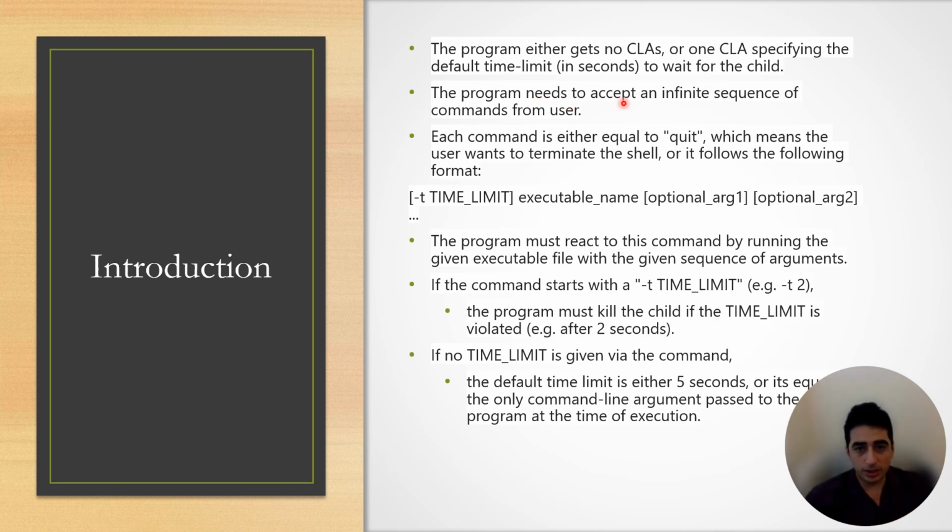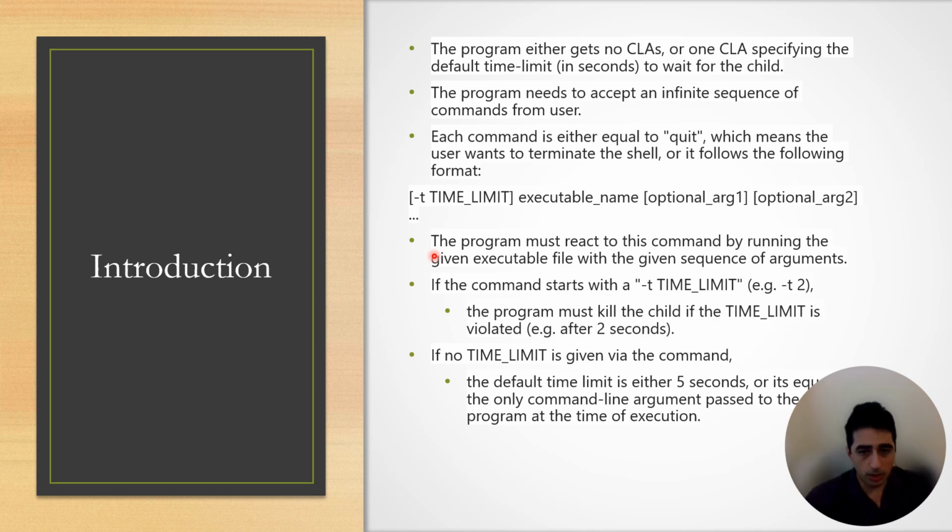The program needs to accept an infinite sequence of commands from the user. Each command is either equal to quit, which means the user wants to terminate the shell, or it follows the following format. The dash T time limit is optional. If it doesn't exist, then we use the default time limit, which is the command line argument. If there is no command line argument, then the default time limit is 5. Then after that, we have the executable name for the child process, followed by the optional arguments that come after that. It can be as many as the child process needs.